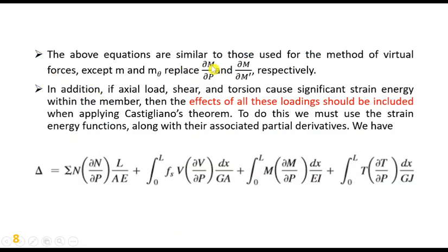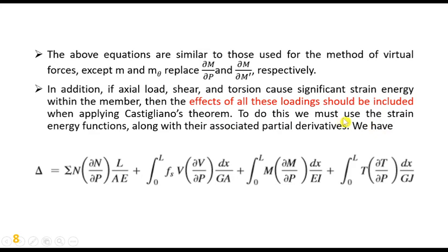The above equations are similar to those used for the method of virtual work, except m and m theta are replaced by partial M over partial P and partial M over partial M prime respectively. In addition, if axial load, shear and torsion cause significant strain energy within the member, then the effect of all these loadings should be included when applying Castigliano's theorem. So we can apply Castigliano's theorem by considering shear, torsion and all other axial loads.